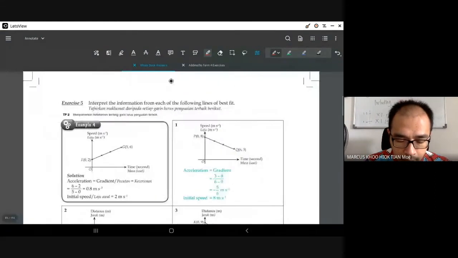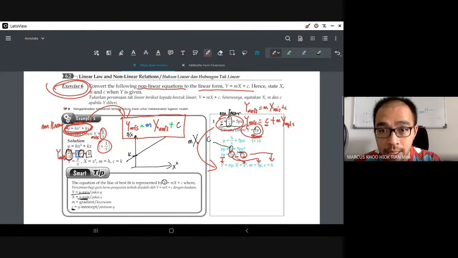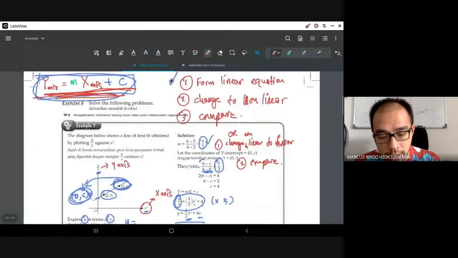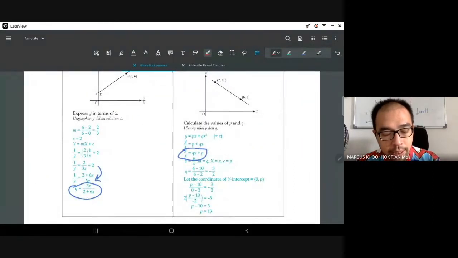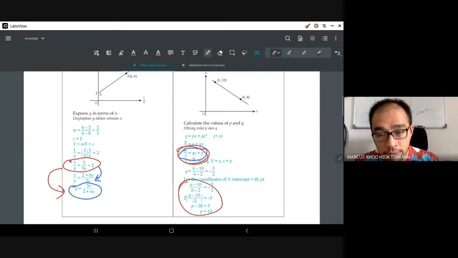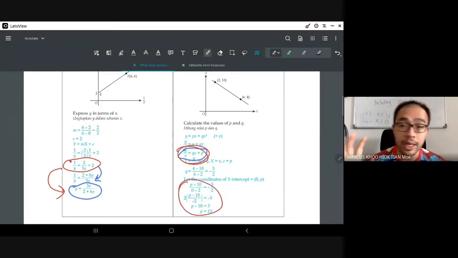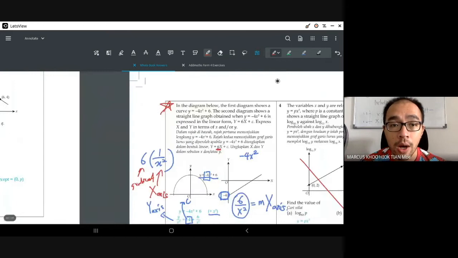Secondly, we learned how to change a non-linear equation like this to become a linear equation. This one is a little bit difficult, I understand, and it takes a little bit of time to get used to. Then the third thing, which we did yesterday, was how to change a linear equation to become a non-linear equation, or how to find values of unknown letters from the equations that are given. So we're going to use all these things in our question for today.